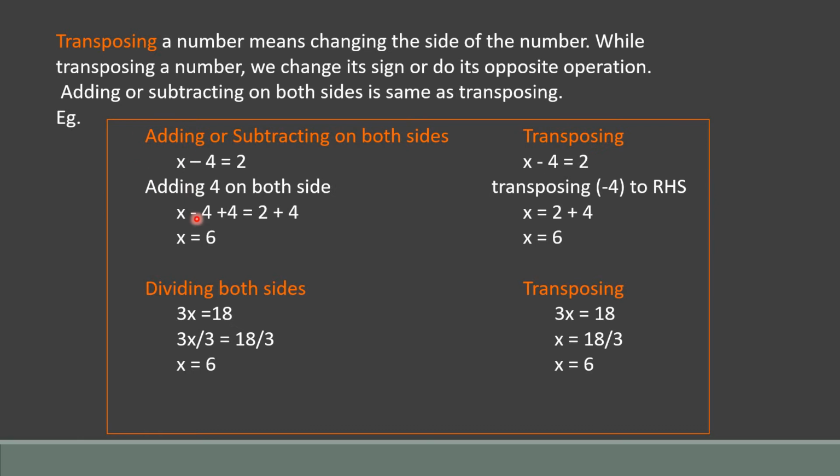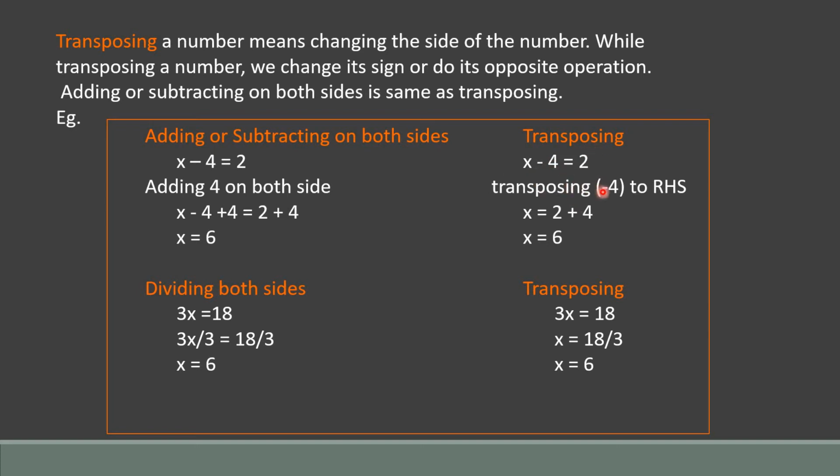I'll explain with a simple example. Here we have x minus 4 is equal to 2 as one equation. Previous method, that is adding on both sides. So the equation is x minus 4 is equal to 2. I'm going to add 4 on both sides because it is minus over here, so I'm doing the opposite operation on both sides. It becomes x minus 4 plus 4 is equal to 2 plus 4, that is x is equal to 6. Now I'm going to use the transposing method.